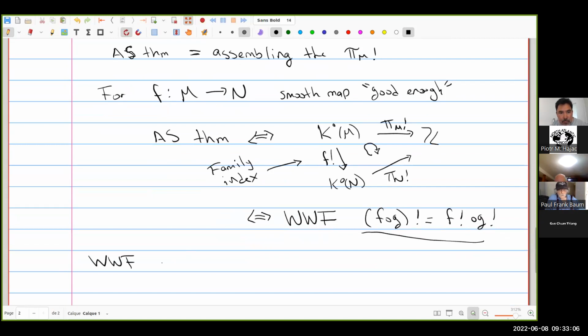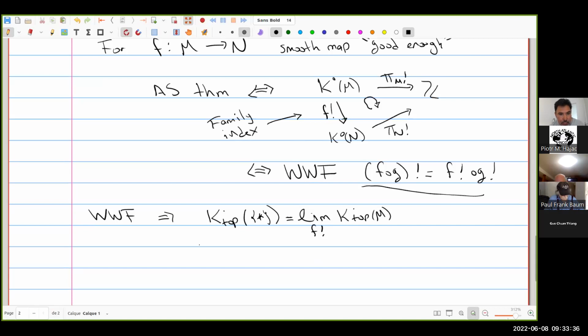So in fact, what I mean by assembling is that the wrong way functoriality, this property, implies that I can define the following group. Remember, I'm dealing with the group with one element, but the idea will be very similar in general. So I can assemble. Assembling for me is to take a direct limit with respect to the topological K-theories of these M's, of these different family indices. And in fact, this is the group. This is the left-hand side, in this one point case.